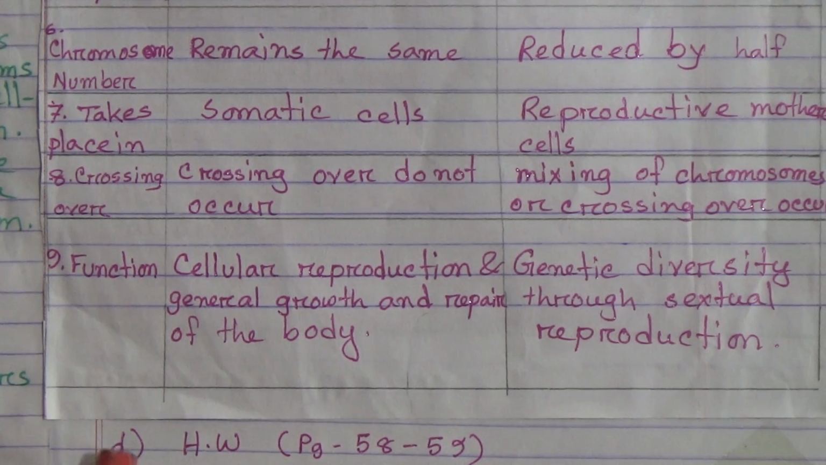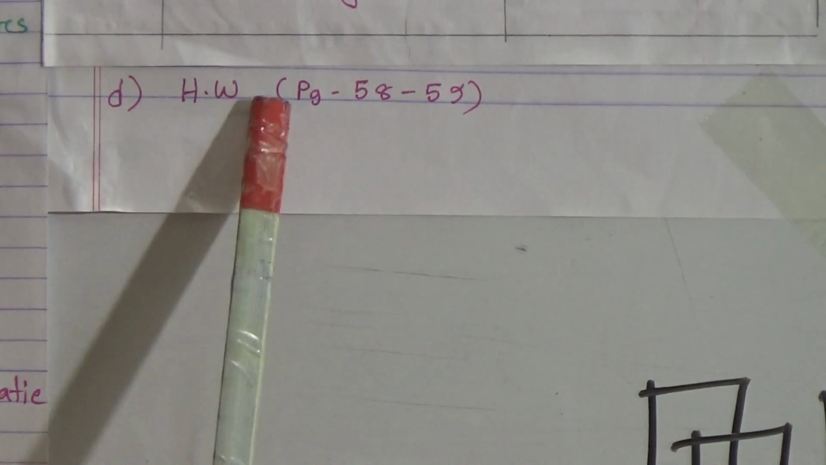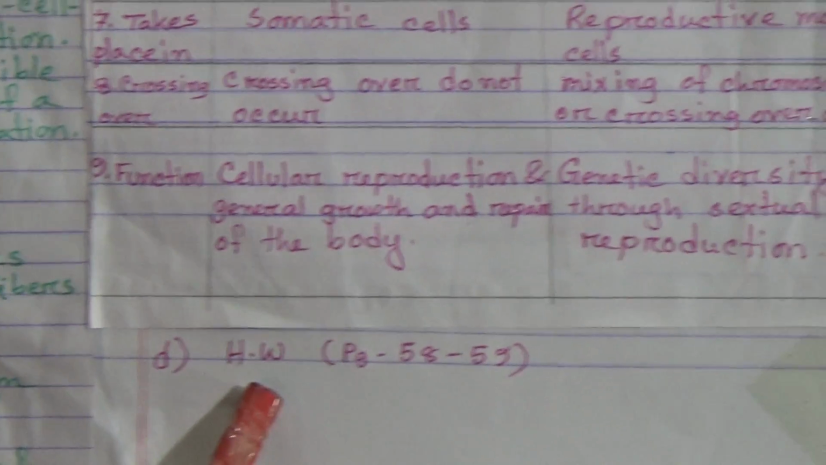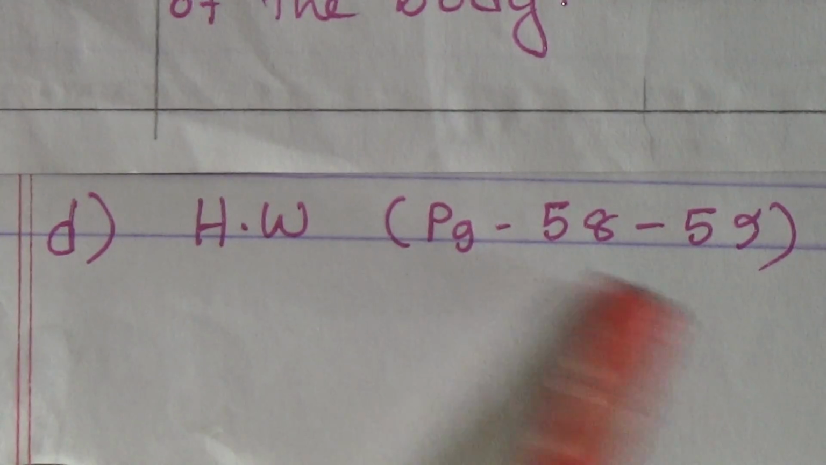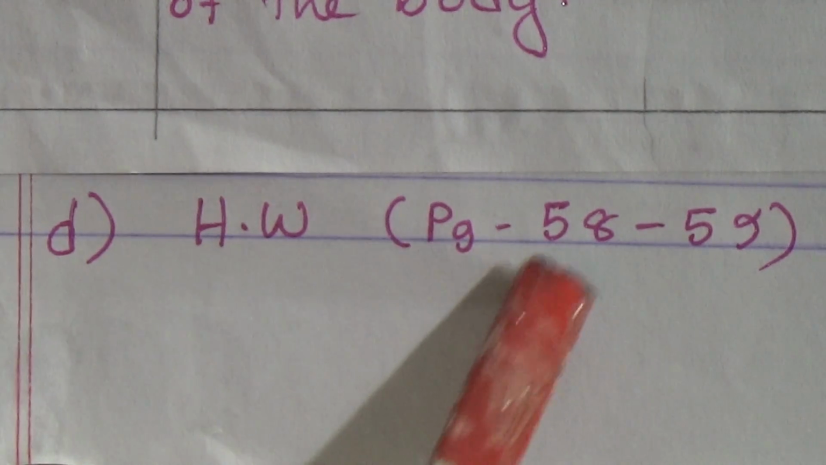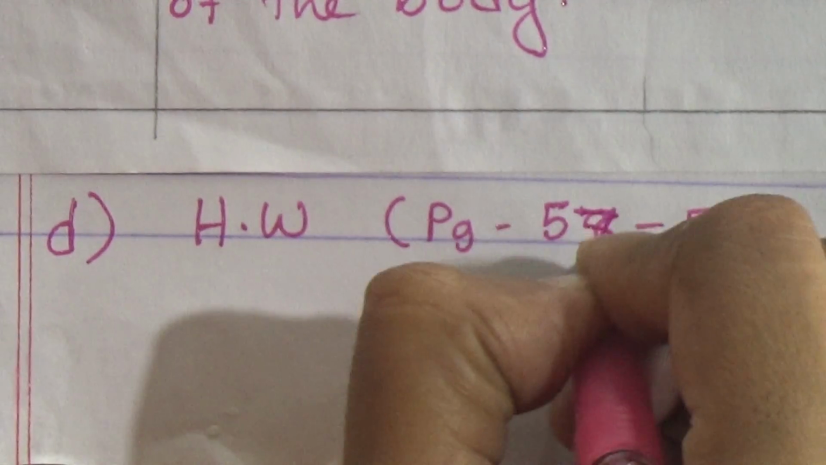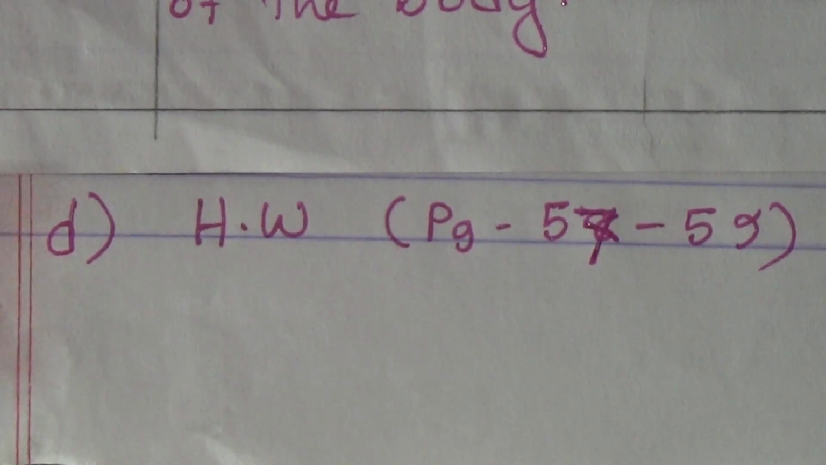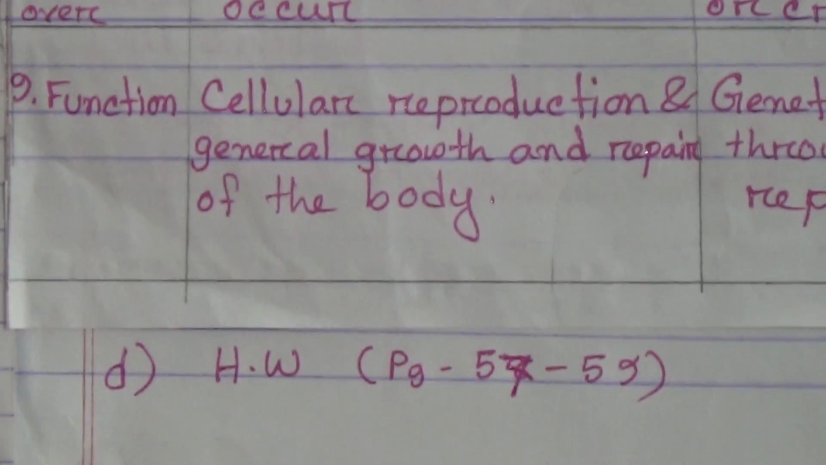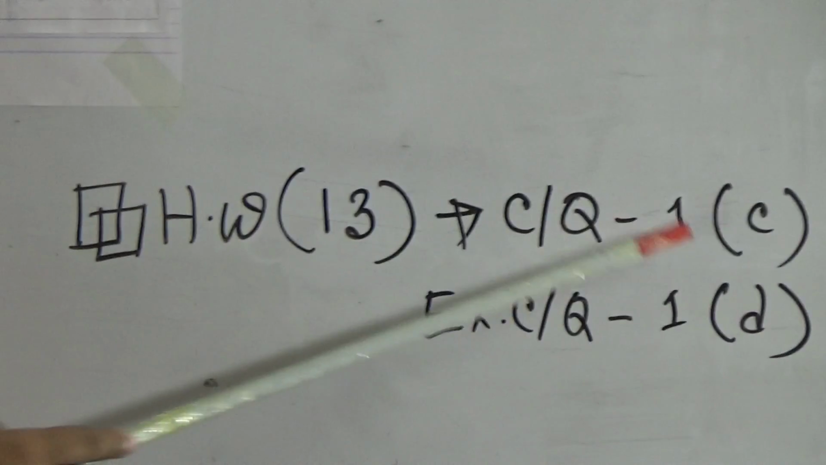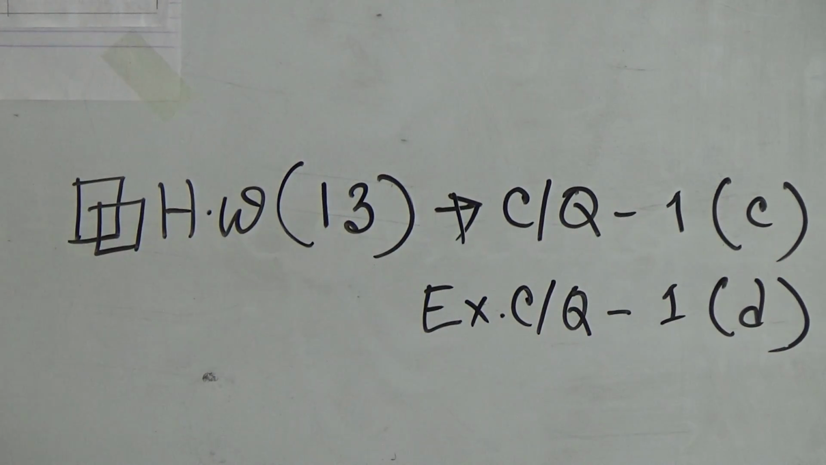And this is the homework also. This is homework number 13. You have to do the CQ1C and extra CQ1D. You will get the answer in page number 58 to 59. There it is written so nicely. Then what will occur in the absence of meiosis cell division, what would be the fate of the organism if there would be no meiosis cell division. In the book it will be from page number 57 to 59. From 57 to 59 it is written so nicely. You have to conclude it and write it as the answer to question D. And dear students, this is your homework number 13, CQ1C and extra CQ1D you have to do as your homework.